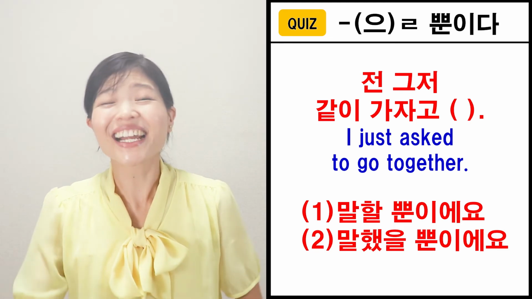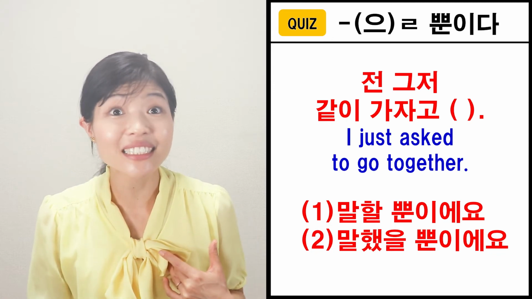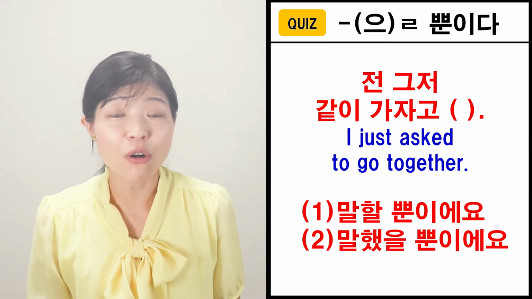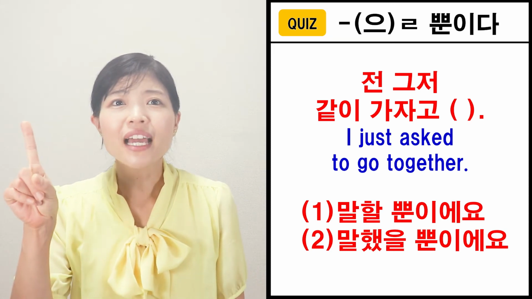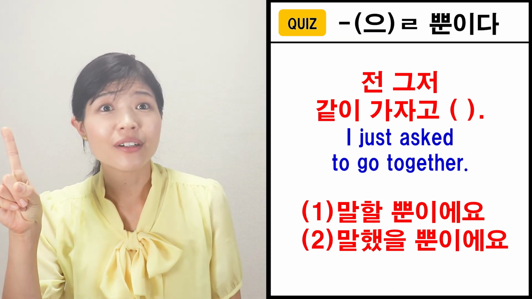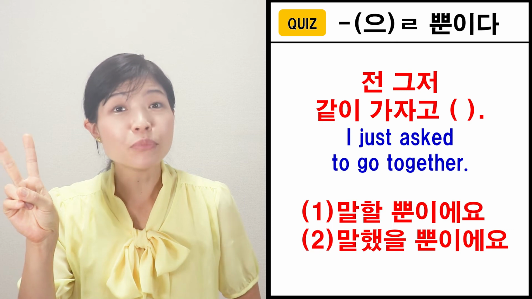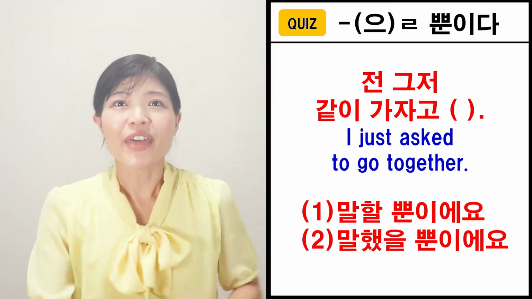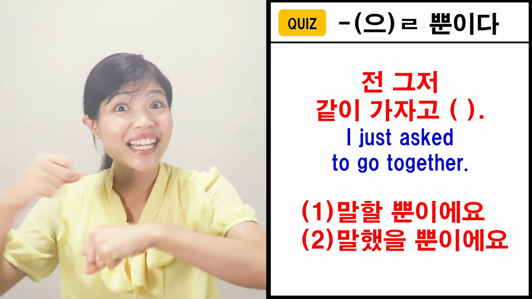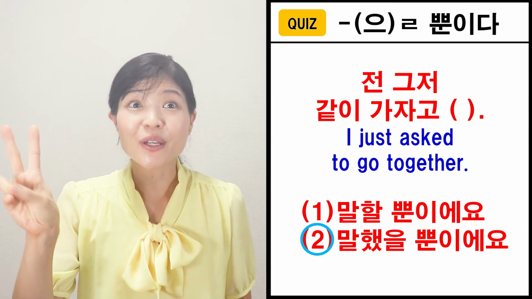Which one is the correct answer? 전 그저 같이 가자고, I just asked to go together. Number 1, 말할 뿐이에요. Number 2, 말했을 뿐이에요. The correct answer is number 2.